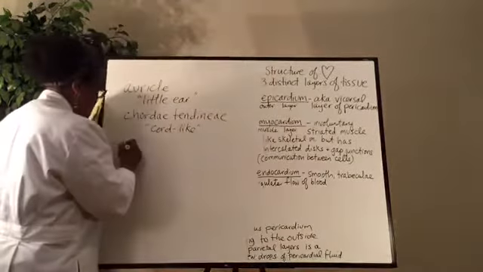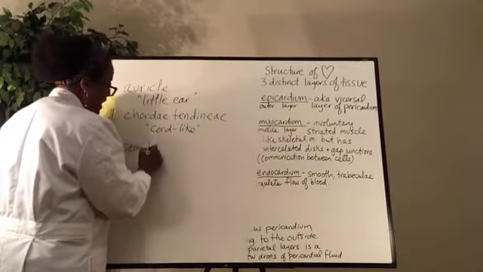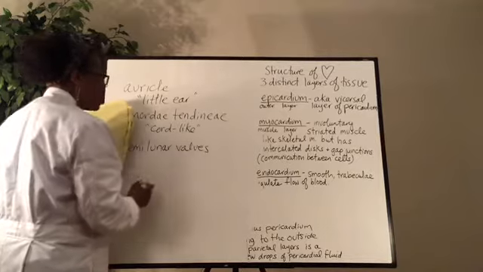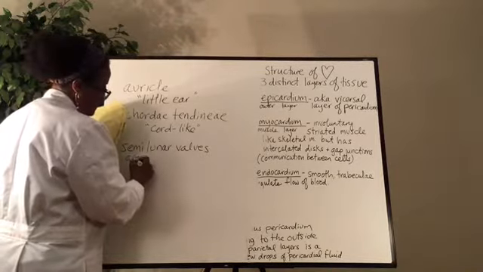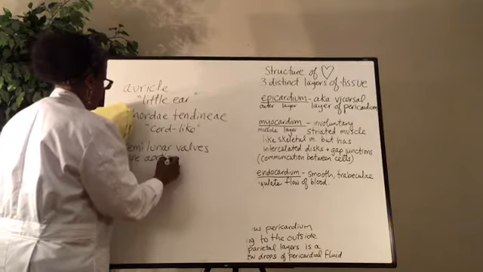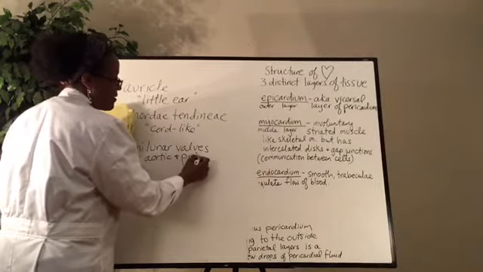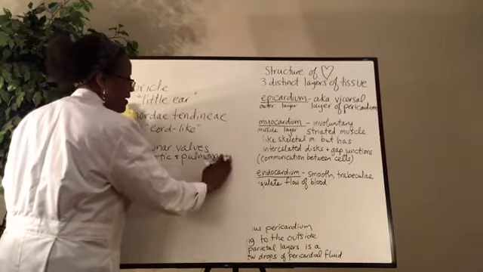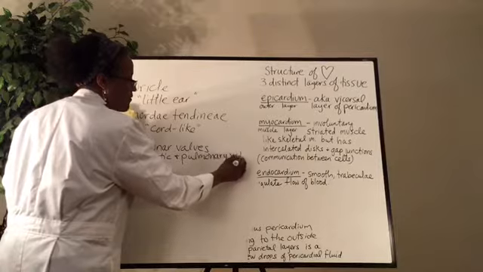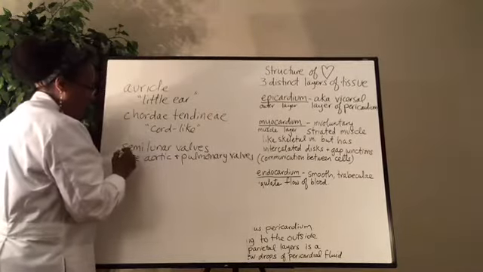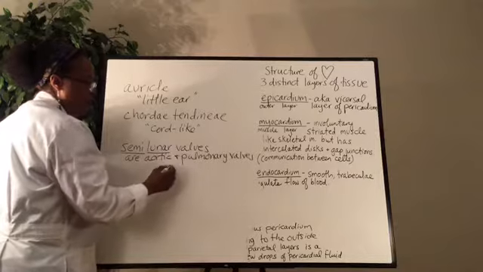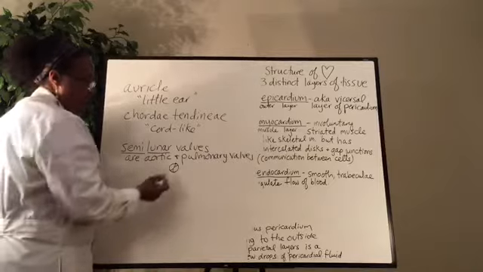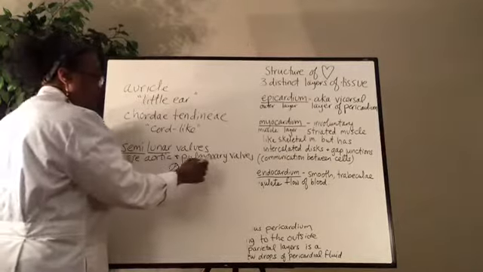Other words that I want you to know are semilunar valves. The semilunar valves are the aortic and pulmonary. So half moon valves, right? These kind of look like that, like a half moon. These are the aortic and pulmonary valves.